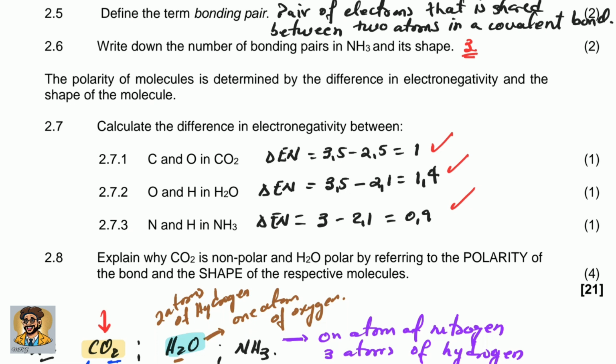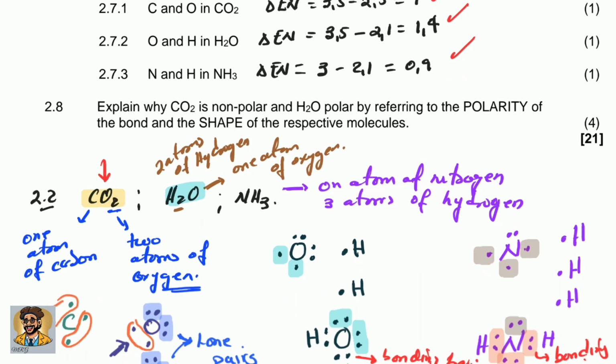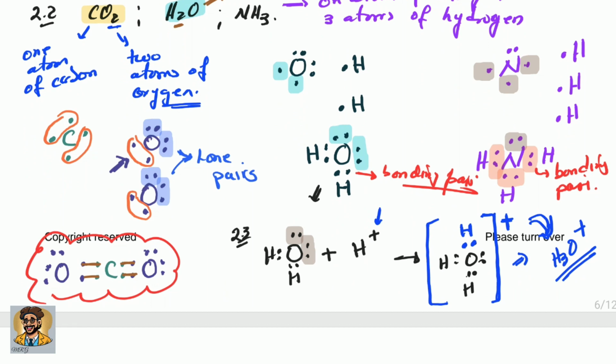Now explain why CO2 is non-polar and H2O is polar by referring to the polarity of the bond and the shape of the respective molecules. We have to come back here quickly and look at this part. This is important. We can see that carbon dioxide is a linear molecule. You need to know the shapes of the molecules. And water is an angular molecule. That shape is very important because it will give you the polarity.